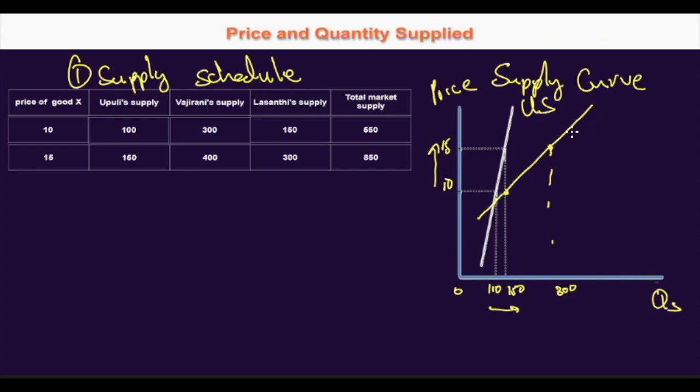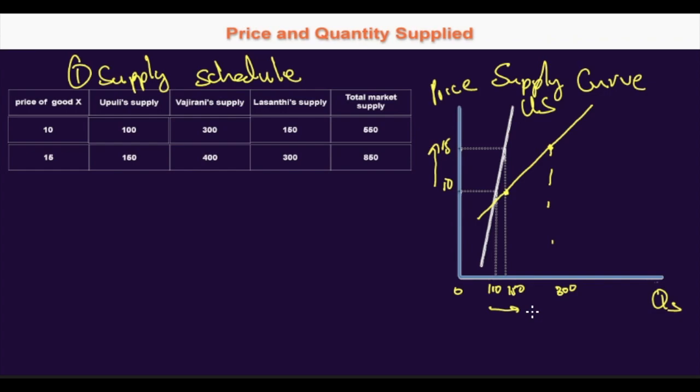So it is also positive, but the degree is higher. So the coefficient would be higher, and here the slope is much straighter. As you can see, there is an increase in both cases, but the degree of increase in Lasanthi's one is much higher.